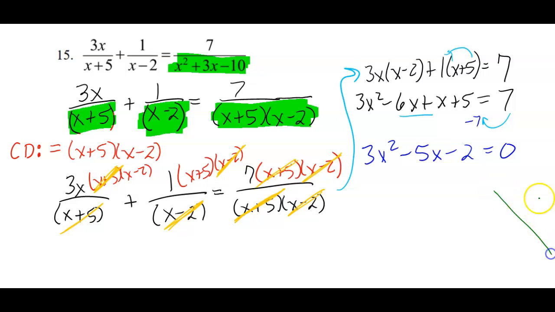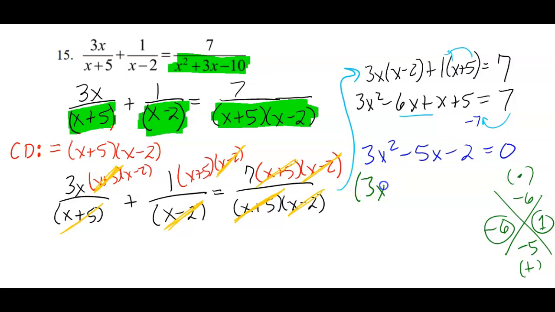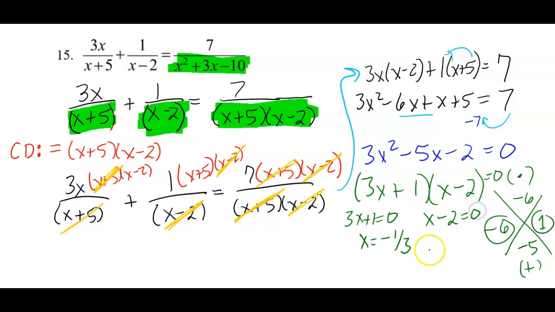Okay, let's go with our factoring set. Times, multiply out to negative 6, add to negative 5. Negative 6 and 1 is my pair. So 3x plus 1 and x minus 2 equals 0. So 3x plus 1 equals 0. x equals negative 1/3. Subtract the 1, divide by 3. x minus 2 equals 0. Add the 2. These are my possibilities.